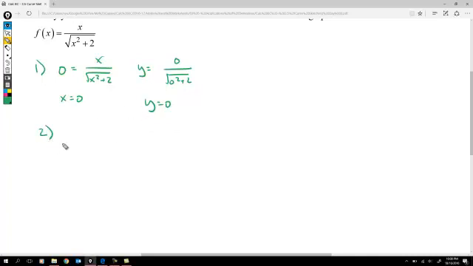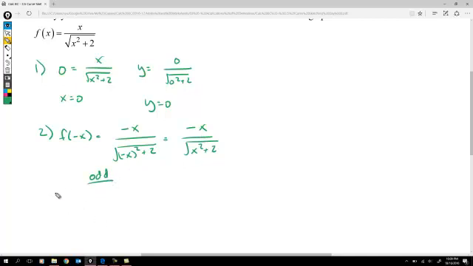Alright, second, I want to find symmetry. So I'm going to plug negative x into my function. I'll get negative x on top, and negative x squared plus 2 on bottom. So that'll give me negative x over the square root of x squared plus 2. It's as if I multiplied my original function by negative 1. It's the exact opposite, so my function is odd. That's my symmetry. So I know I have symmetry about the origin.